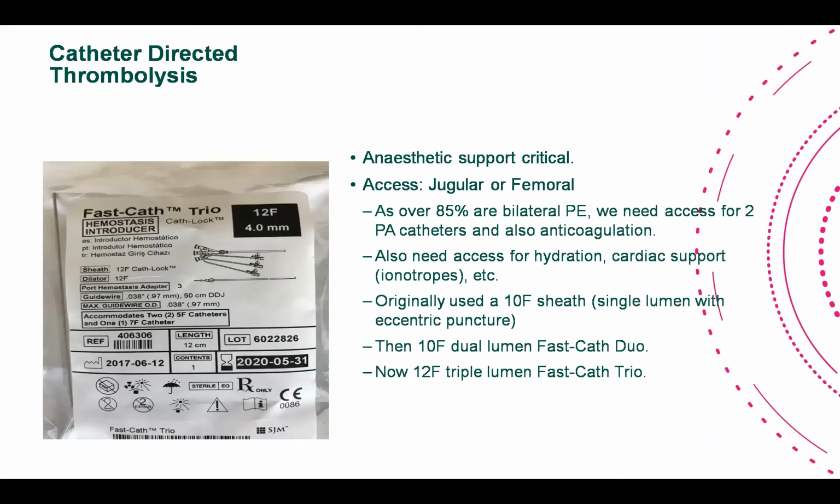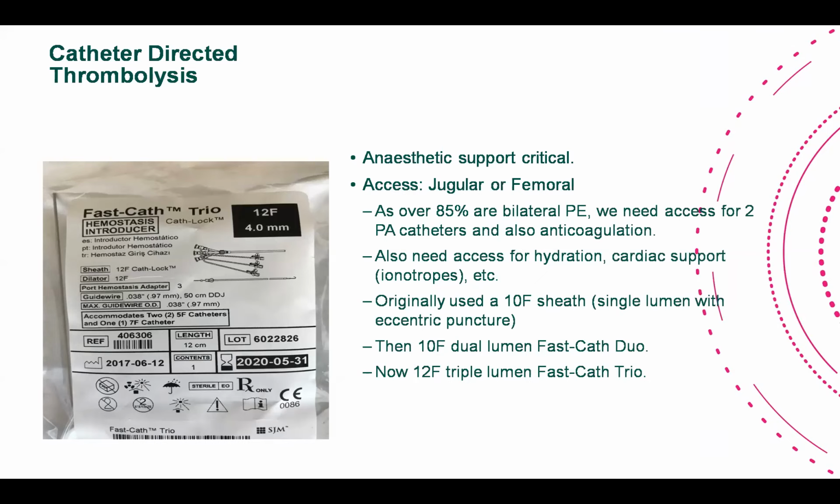So for access, we tried many things. We tried two sheaths, and then we found this kind of sheath. We asked for it. It's coming from the US. It's a 12 French sheath. It's a big sheath. We go through the jugular or femoral, and it has three ports.